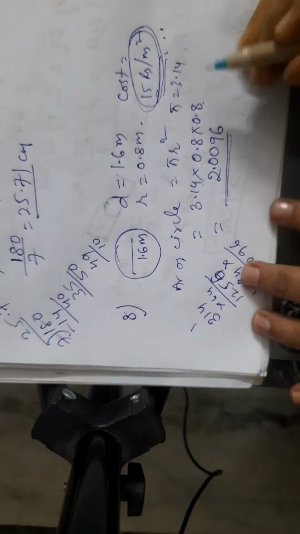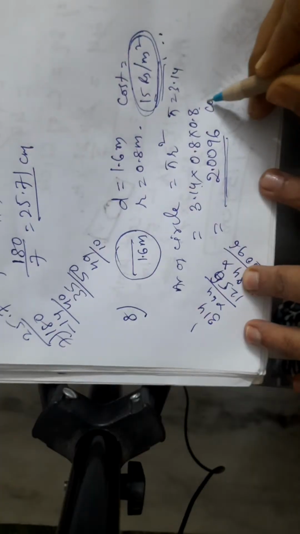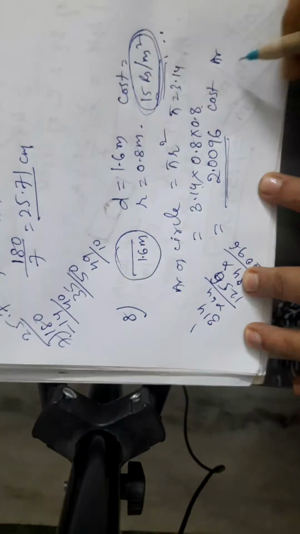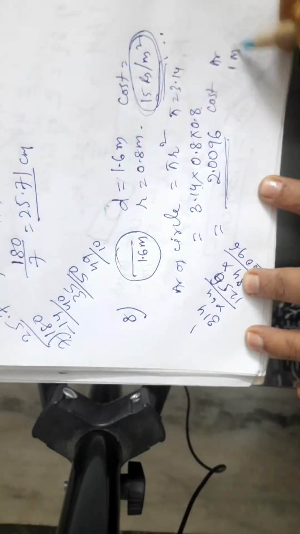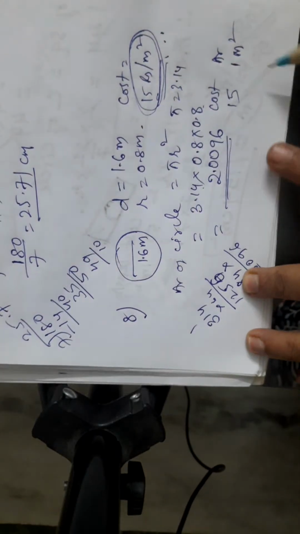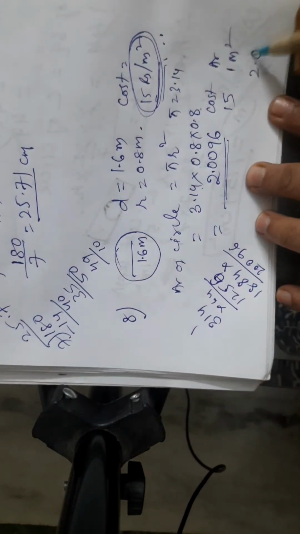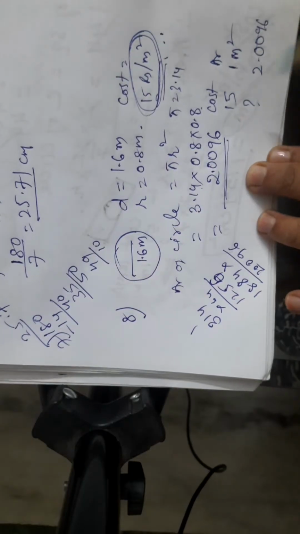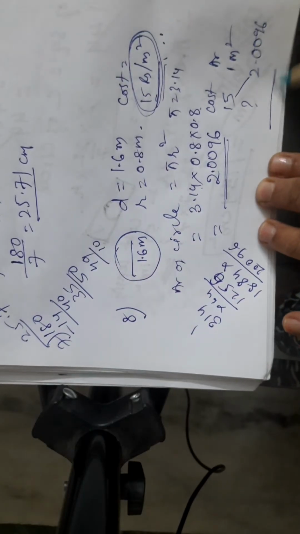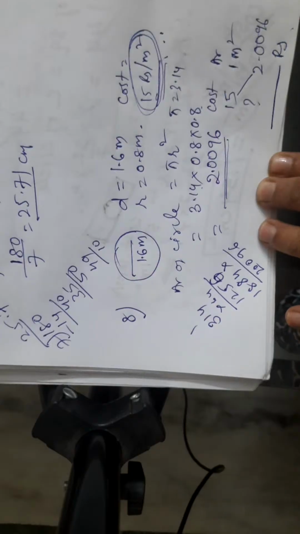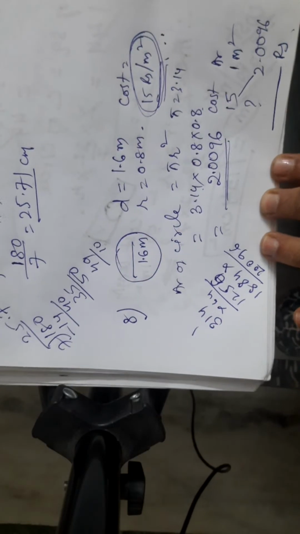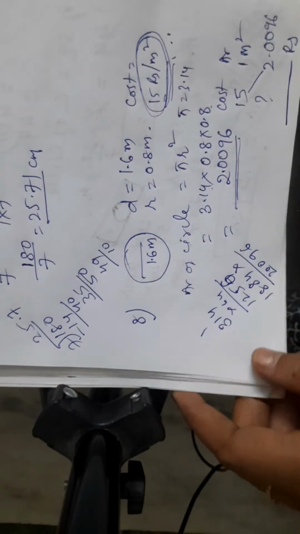Now we need to find the cost. That we will calculate by the unitary method, cost and area. 1 meter square costs 15 rupees. So what is the cost for 2.0096? Do cross multiplication and write down the answer in rupees. The answer cannot be in decimal, so let's round it up and write down the final answer. Now let's move to the next question.